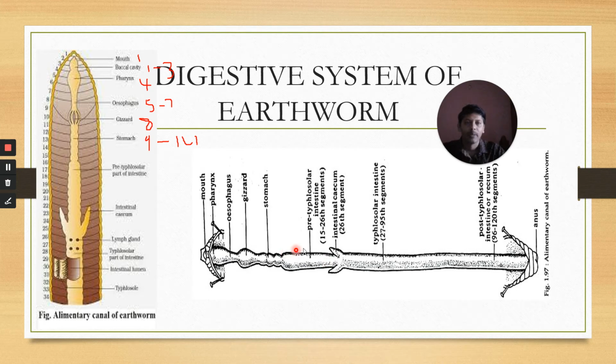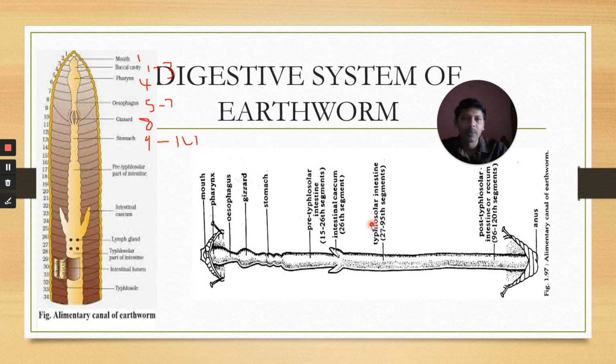Intestine. This intestine is divided into three regions. Like in Andhra Pradesh, earlier there was the Telangana region, Rayalaseema, and coastal region, like that this intestine, based on the typhlosole, is divided into three regions: pre-typhlosolar region of intestine, typhlosolar region of intestine, and post-typhlosolar region of intestine. Okay, look at this diagram once again: mouth, buccal cavity, pharynx, esophagus, gizzard, stomach, pre-typhlosolar region of intestine, and so on.